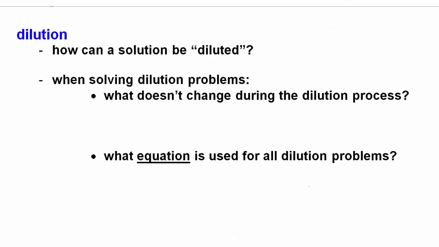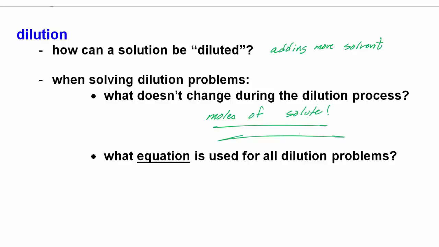Dilution. How can a solution be diluted? Simply, you're adding more solvent. Whatever that solvent is, add more, and the concentration goes down. The solution is diluted. When solving dilution problems, what does not change during the dilution process? We're just adding solvent, not solute. So the moles of solute does not change. What doesn't change? It's the moles of the solute.